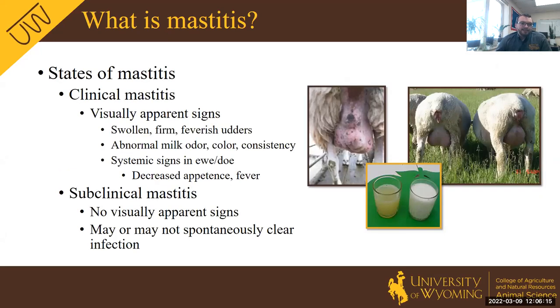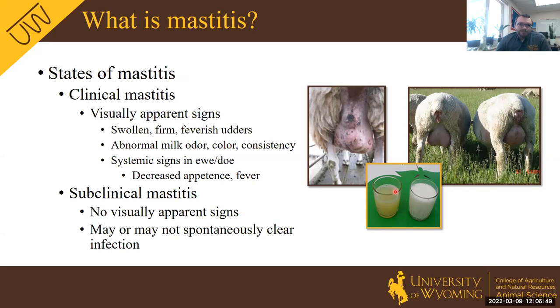Mastitis is commonly divided into two different states. We have clinical mastitis, which I'm sure most of us are well familiar with. Clinical mastitis has visually apparent signs. In the udder, it can often appear swollen, firm, and feverish, or hot to the touch. Milk is often abnormal in odor, color, and consistency, so it might have a foul smell associated with it. The color might be a little more translucent, a little more yellow or green or red or brown, lots of different colors associated with clinical mastitis.